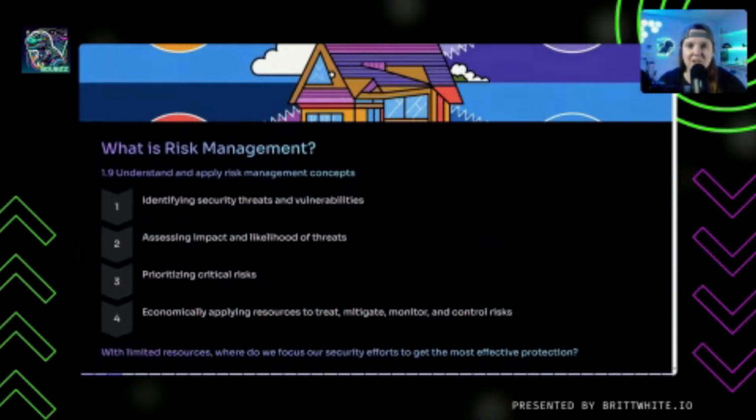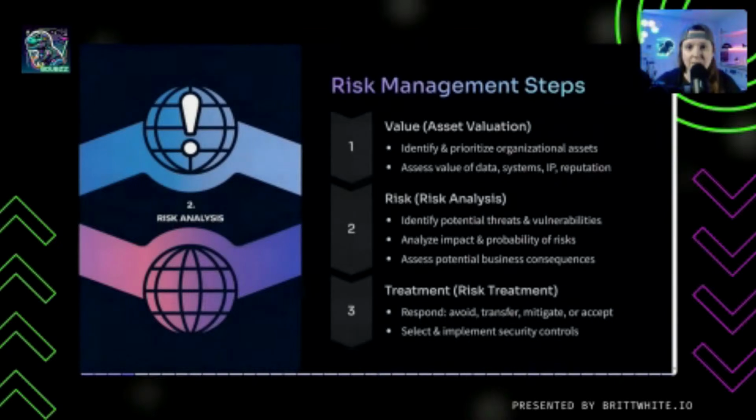The risk management process follows 3 key steps: value, risk, and treatment. The very first step is understanding what you are trying to protect. What are your organization's assets, and how valuable are they to the business? We're talking about data, systems, infrastructure, intellectual property, brand reputation. We need to prioritize these assets. What are the most critical and valuable ones we need to protect first and foremost? This process is called asset valuation.